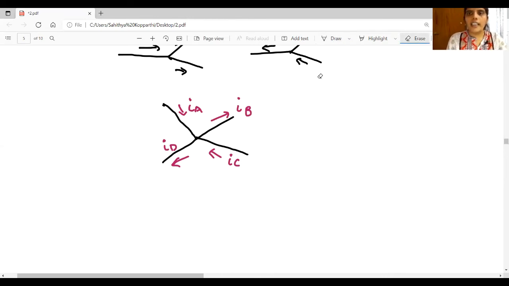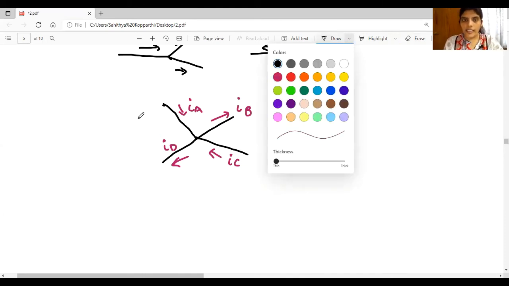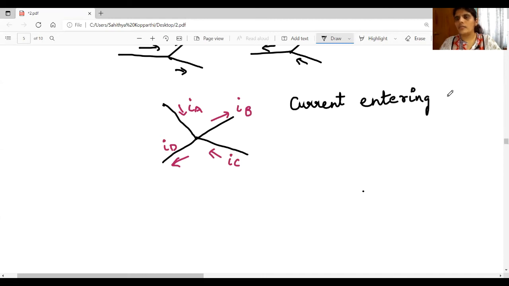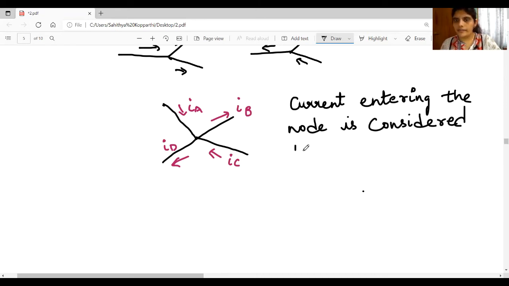Now there is a sign convention for KCL here. If the current is entering the node, the current direction is considered negative, and current leaving the node is considered positive.